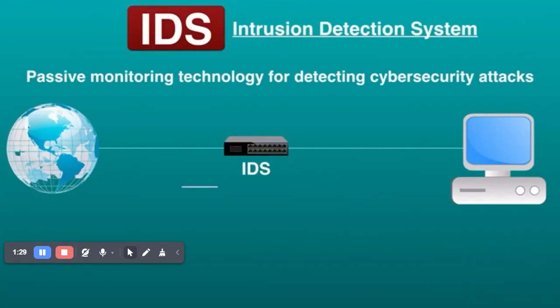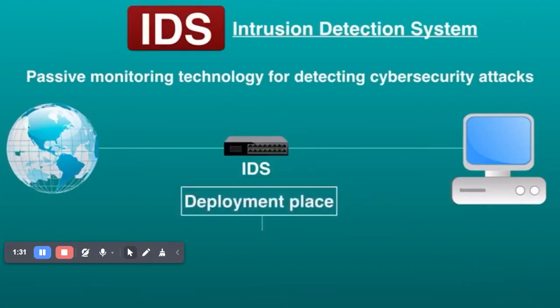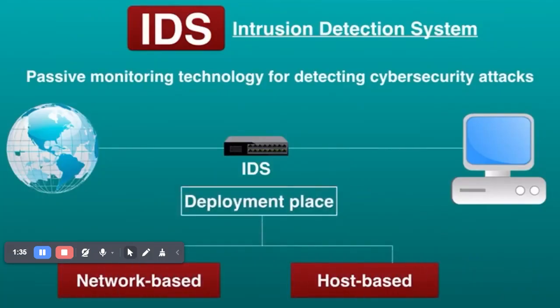IDS can be classified in a couple of ways. One of them is its deployment place, which includes network based IDS and host based IDS. Network intrusion detection systems monitor packets moving in and out of the network. They monitor all the traffic to catch security threats. This option is preferred for enterprises because it provides much broader coverage.